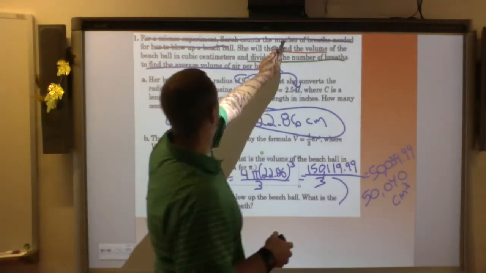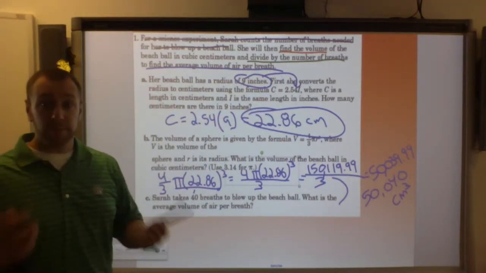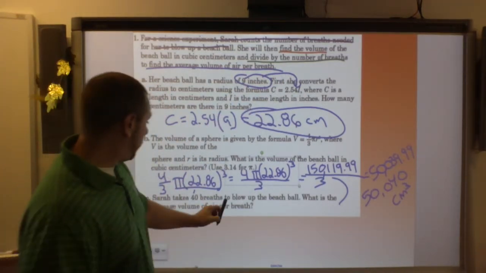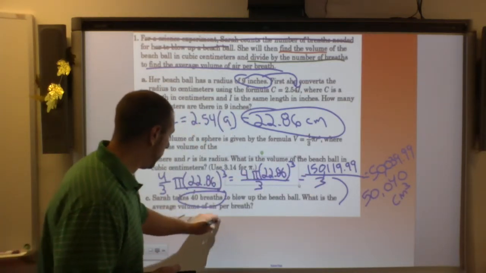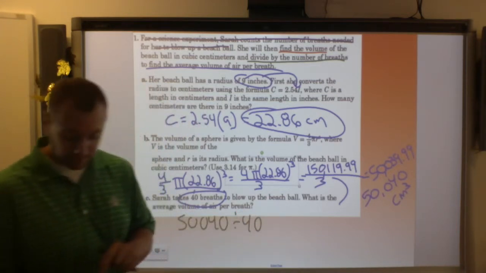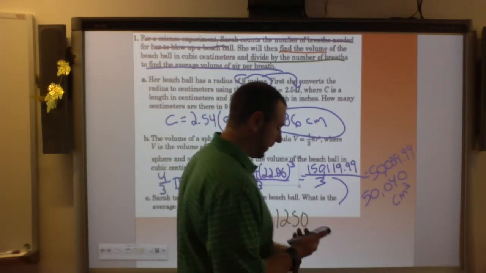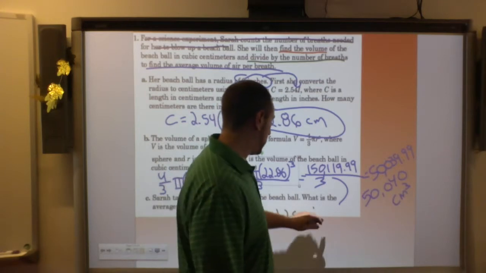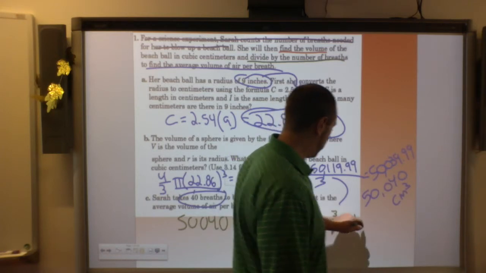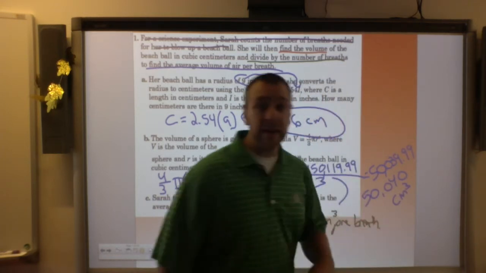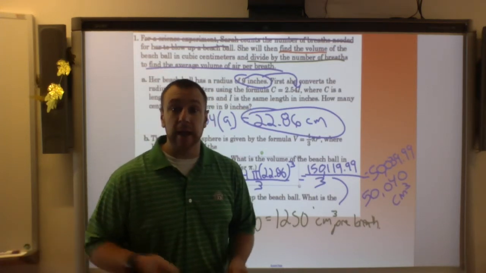So right now, I found the volume, and then I'm going to divide by the number of breaths to find the average volume per breath. So now I have 40 breaths, so I'm going to take my result, 50,040, and I'm going to divide by 40, and I'm going to get 1,250 cubic centimeters per breath. And that is how I evaluate a numeric expression. Next video is going to be on algebraic expressions.